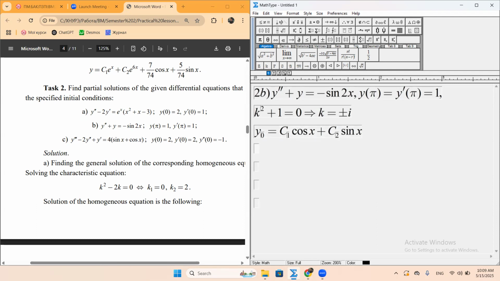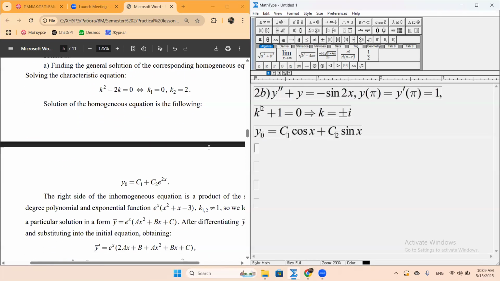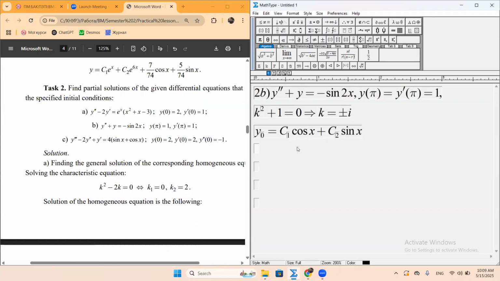And what about the partial solution? The control number of the right part equals plus minus 2i. It is not a root of the characteristic equation. So we will find the partial solution in the following form: a cosine of 2x plus b sine of 2x.